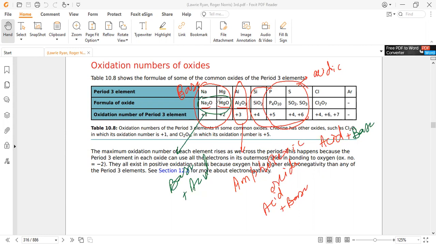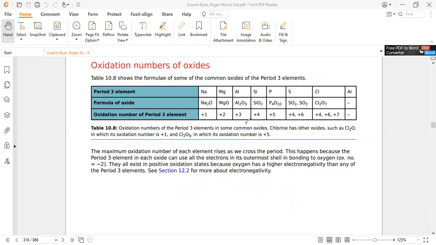Metal oxides are basic in nature and non-metal oxides are acidic in nature, except aluminium oxide. Aluminium is definitely a metal, but aluminium oxide does not show only the metallic oxide property, which is basic. It shows acidic properties as well. So now the next is a series of equations.